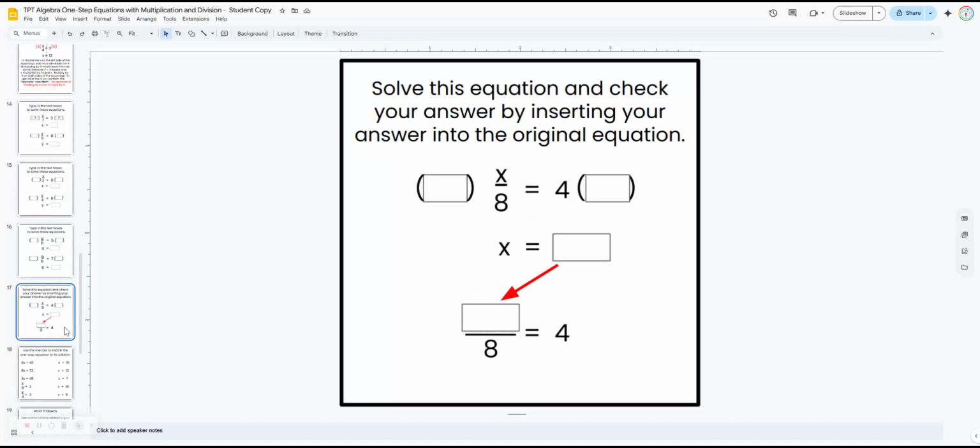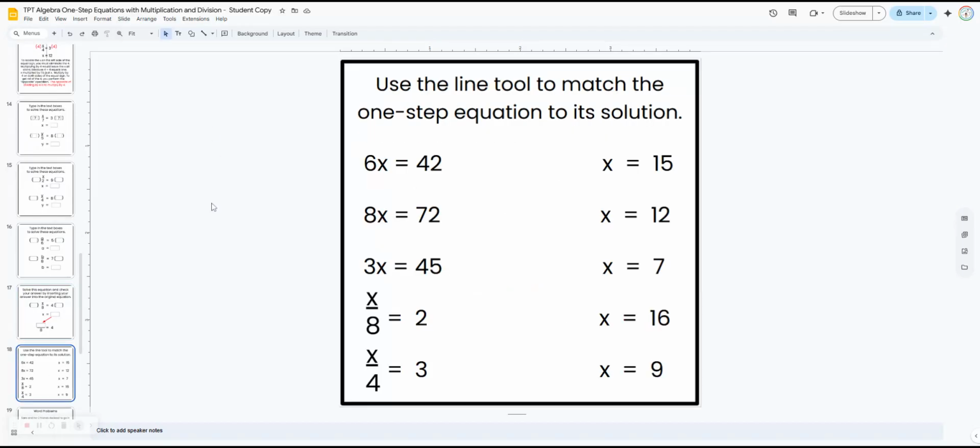And slide 17, they're going to find their solution and then check it with the original equation. Slide 18, they're going to use the line tool. They're going to connect an equation to its solution. To do that, they're going to come up here to the line, so select a line, and they're just going to click on line. They're going to get a plus sign, so they want to click on their slide wherever they want that line to start.